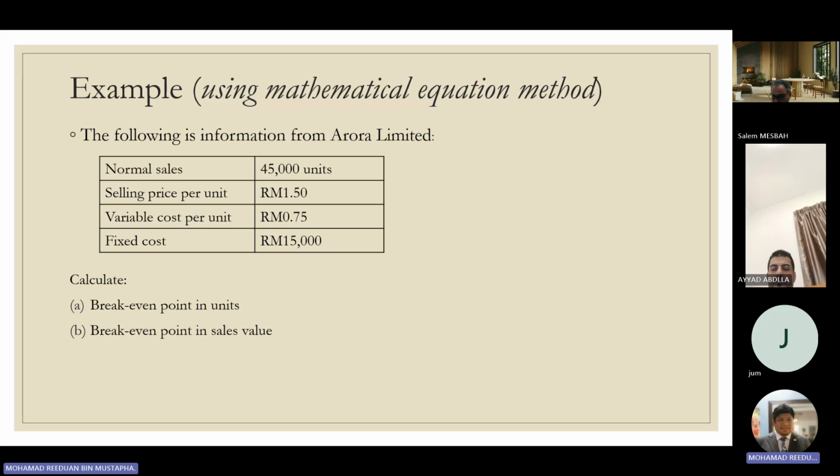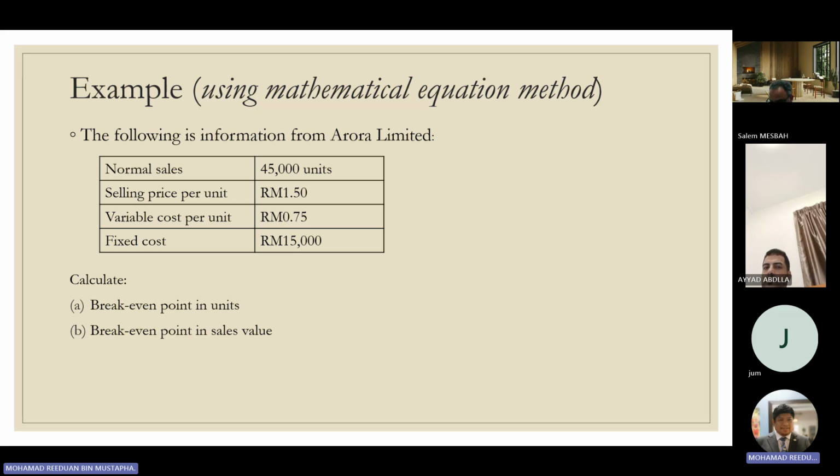So the question asks you to calculate the break-even point in units and the break-even point in sales value. So be careful in terms of the question. Sometimes they ask you per unit, sometimes they ask you in units. So they are different questions, but this question asks you in units. So the figure could be numbers, maybe 20,000, maybe 30,000, maybe 10,000, or something like that, because they ask you for a break-even point in units. And then the sales also goes the same.